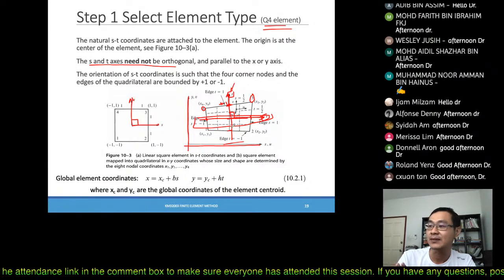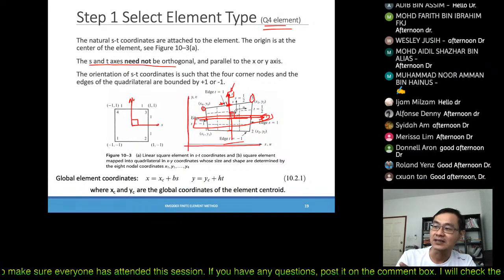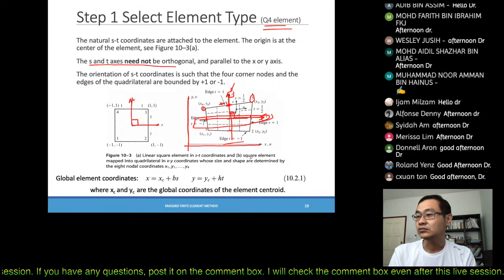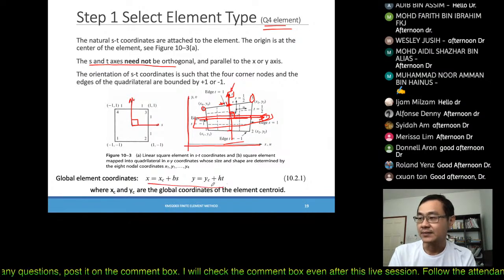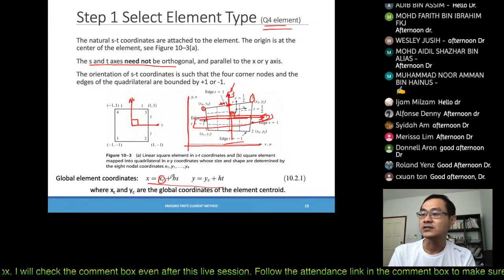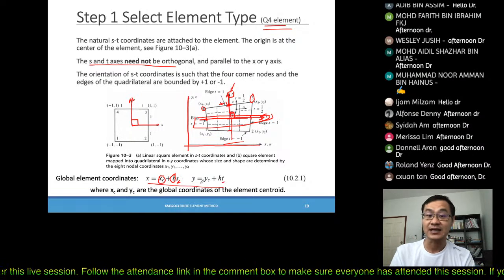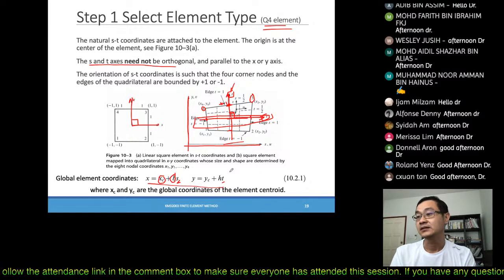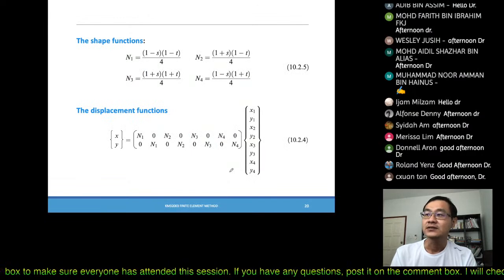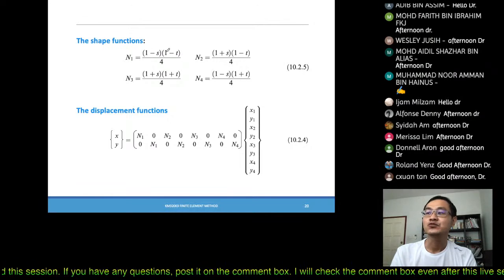Okay, they are not parallel, and at the same time they can be non-orthogonal. So how to relate them is still the same. We have a constant plus a constant multiplied by s, and also t, in the x and y directions. The shape functions remain the same, the same form: 1 minus s, 1 minus t.